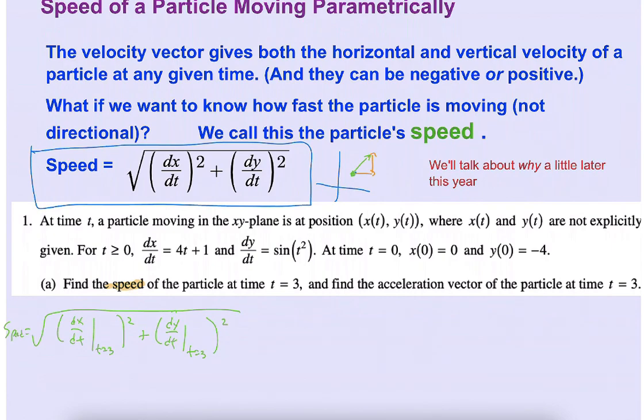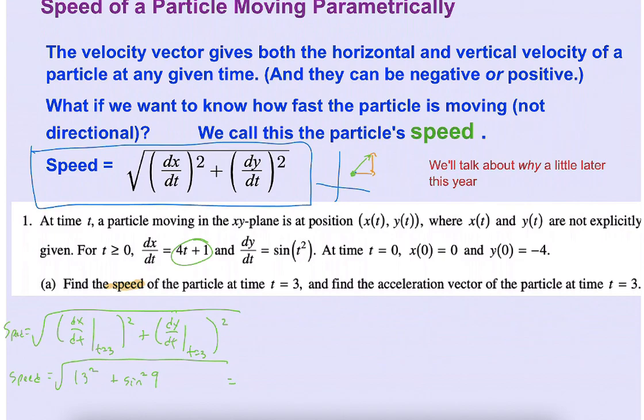And so we can do that plugging in. dx dt when t equals 3 would be 4t plus 1 at t equals 3, which is 13. Sorry, forgot my square root. And dy dt when t is 3 is the sine of 9. I don't care what that equals. It's obviously something irrational. Whatever that would turn out to be, you can plug into a calculator. This, by the way, would be a calculator question, and we can get a numeric value out of that.